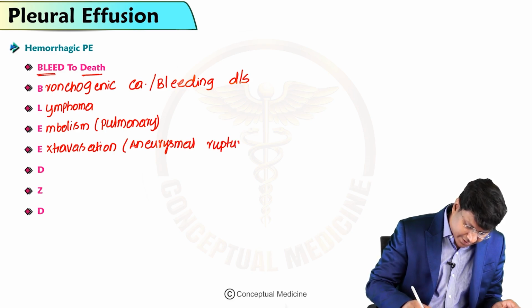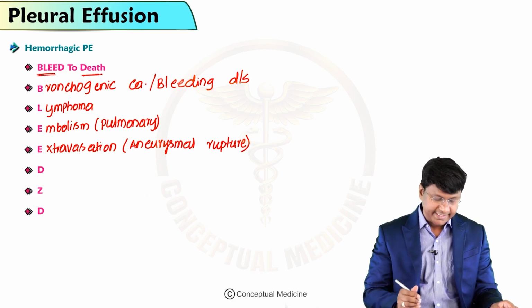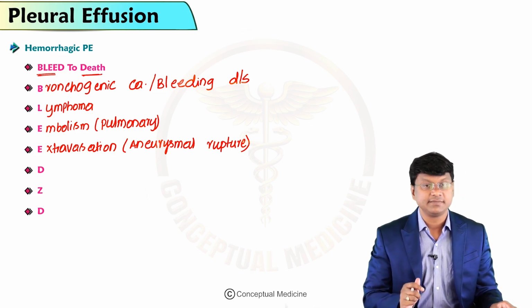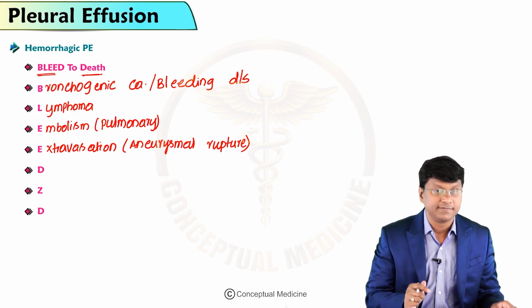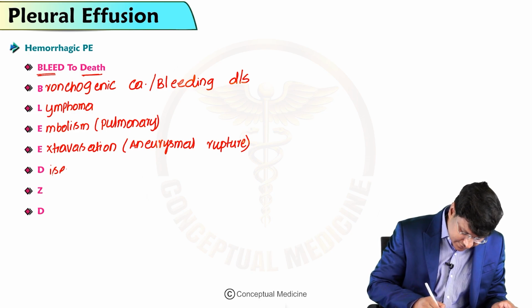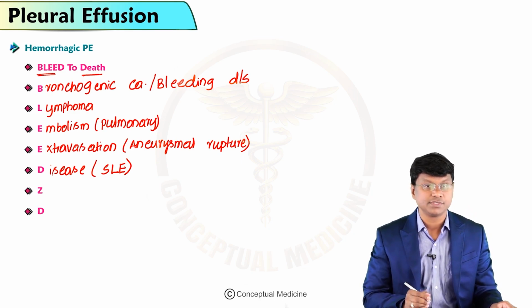Aneurysmal rupture can cause the extravasation of blood into the pleural space, and that is your contribution to the development of hemorrhagic pleural effusion. And the word D is your disease. What particular disease will cause hemorrhagic pleural effusion? That is SLE, systemic lupus erythematosus.